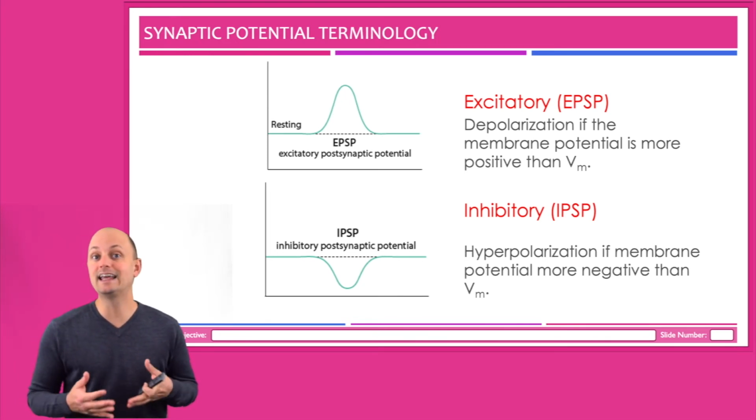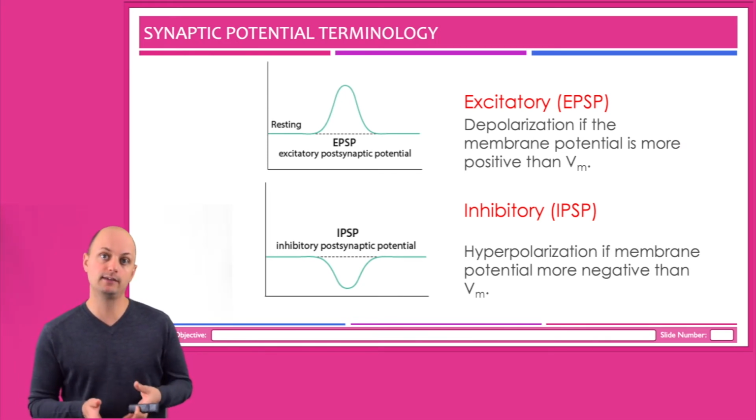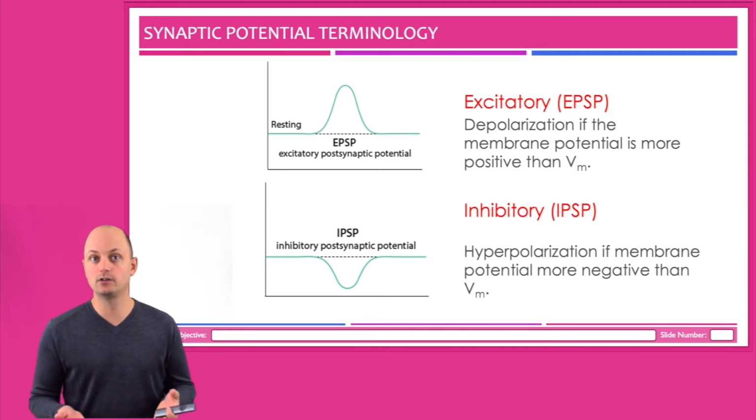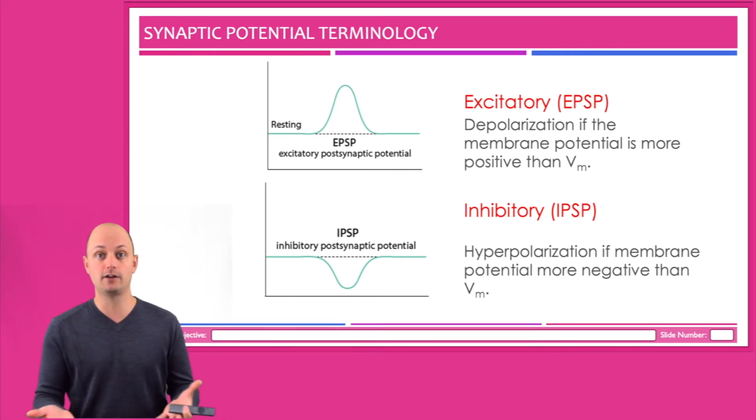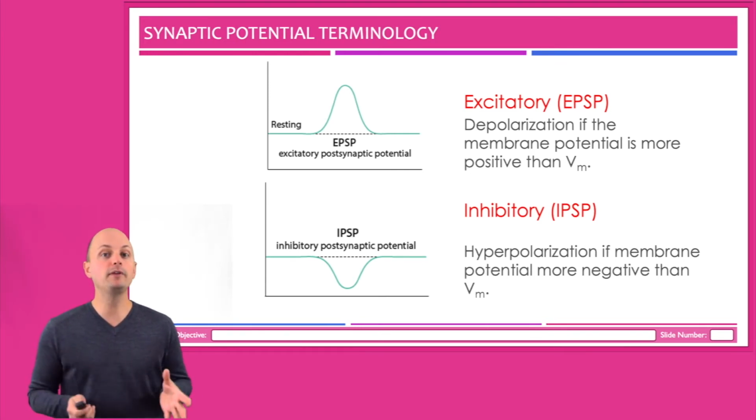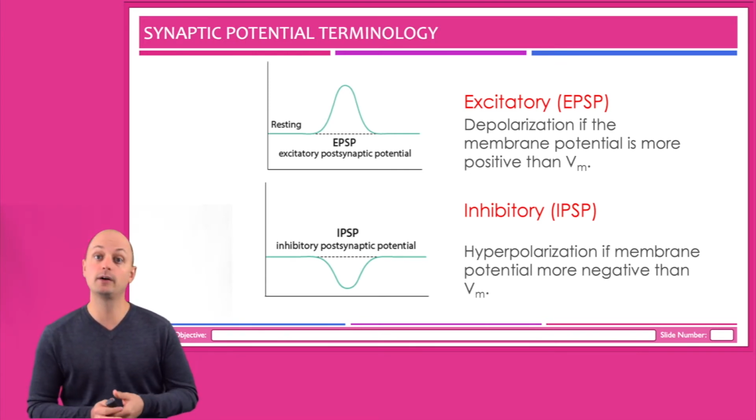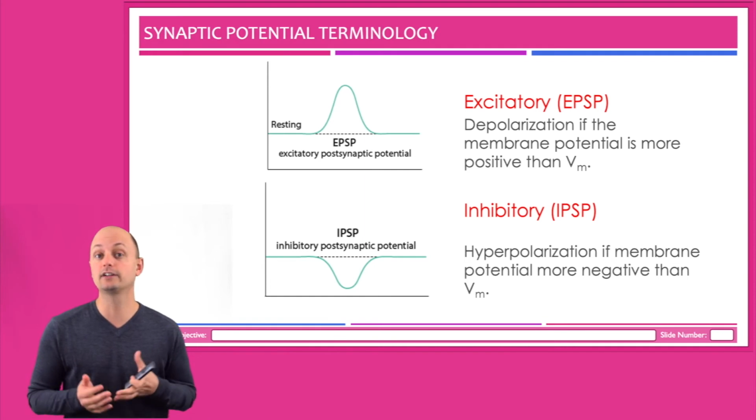IPSP stands for inhibitory postsynaptic potential. That describes any negative or hyperpolarizing change from resting membrane potential. And again, from the GHK equation, we might predict that an IPSP could be produced by, for example, opening up a potassium channel.